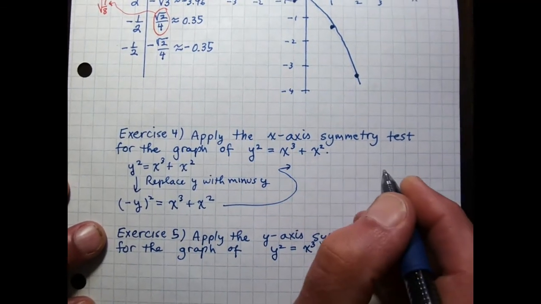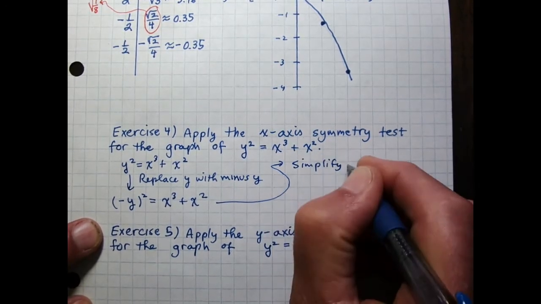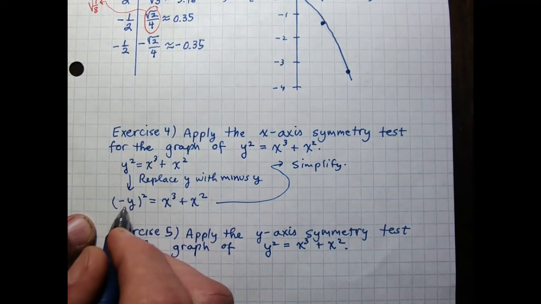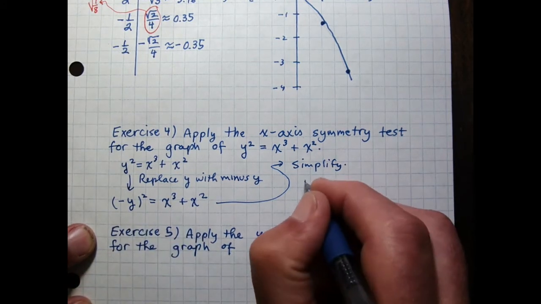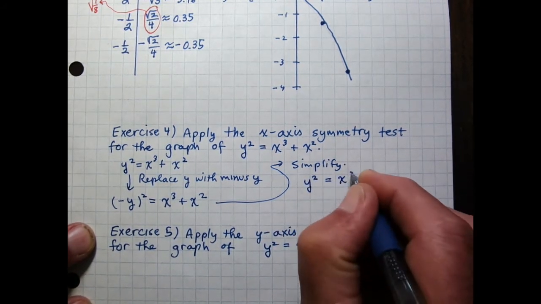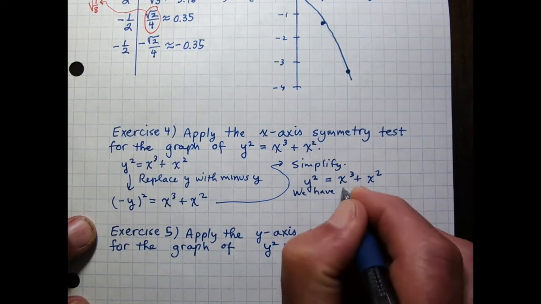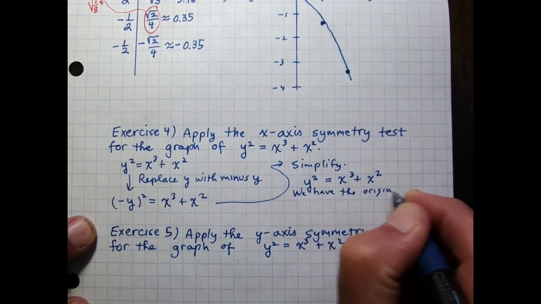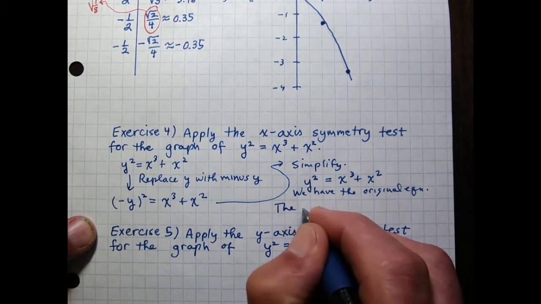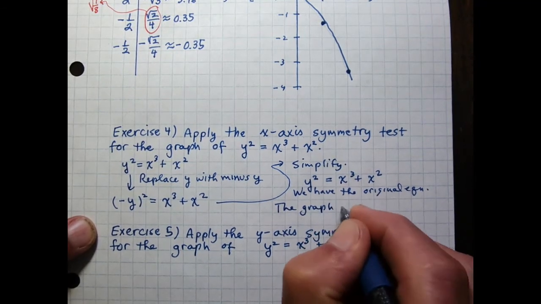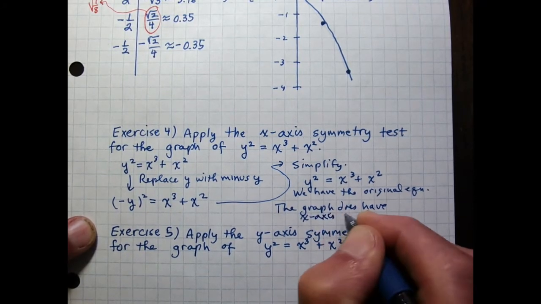I guess I'll go to the side here where I have some more room. Simplify. And for our examples, usually there will be something obvious you can do. And this is similar to the previous example where minus y squared, negative y times negative y, is the same as positive y squared. So we have the original equation. And so the graph does have x-axis symmetry, which we already know.